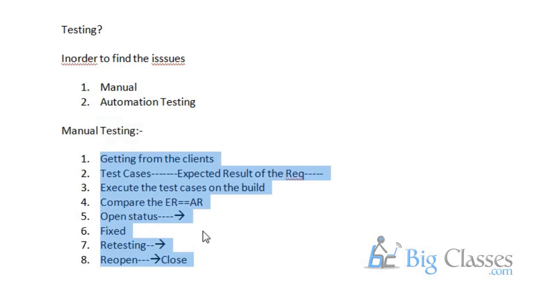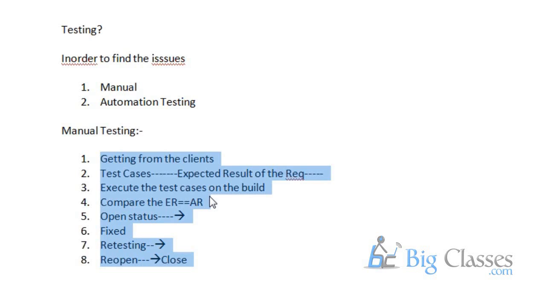So if we feel that the expected result and actual result are not the same, we need to log into the bug tracking tool and post one bug. Whenever we post the bug, its status is open, because the developers are supposed to fix the bug. Once the developer fixes the bug, they give a status like fixed or resolved.